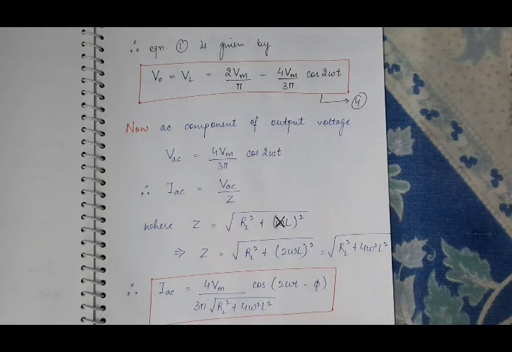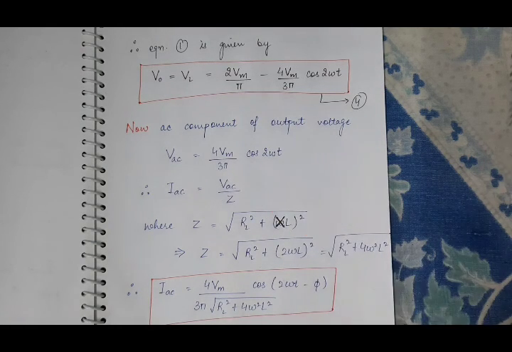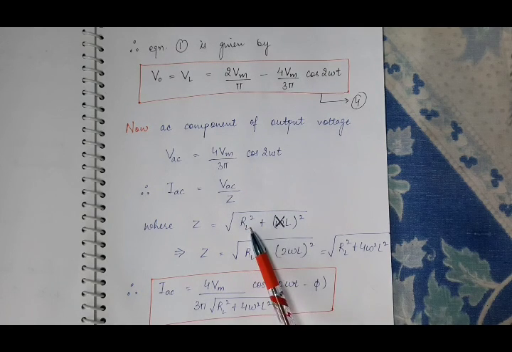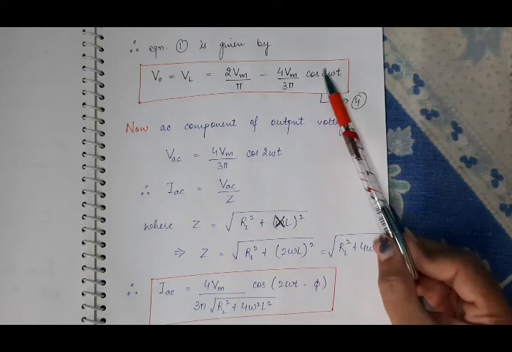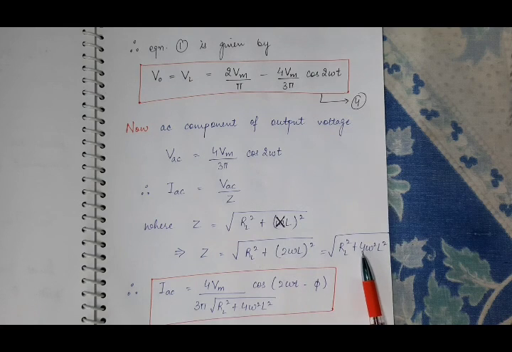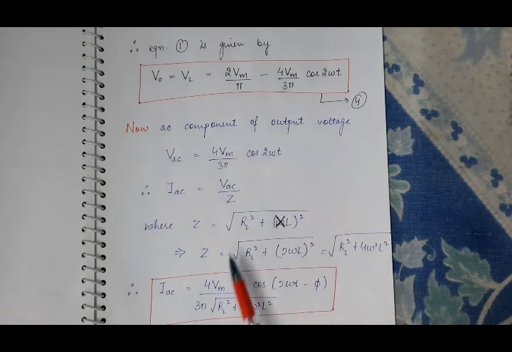So what will be the AC current in the output? It will be VAC by Z, because in this AC component the inductor will also play its role. So the resistance will not be RL, it will be Z, the impedance. It will have the contribution of RL as well as omega into L. But here omega is 2 omega, so XL will be 2 omega L. So Z will be root of RL square plus 4 omega square L square. Put this Z value here and the value of VAC here.